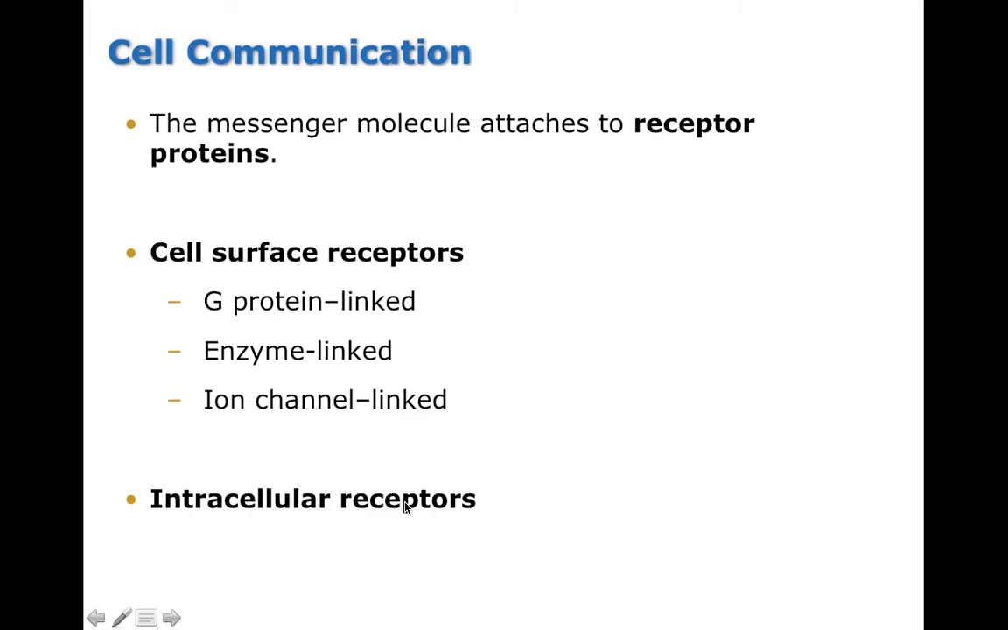And then intracellular receptors, those are often sensitive to lipophilic molecules that are capable of crossing the plasma membrane. Because they're lipophilic, they can get to the receptors within the cell. Things like thyroid hormone and steroid hormones have intracellular receptors because those are lipophilic and they can cross the membrane of your cell.